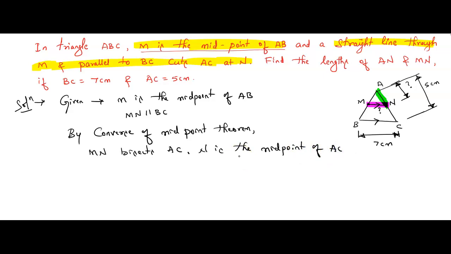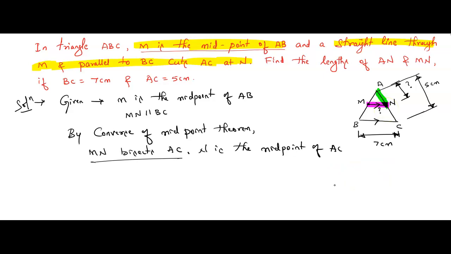Before that, actually we cannot say N is the midpoint, understood. By the converse of the midpoint theorem, if MN bisects BC, if this line MN is bisecting BC and if MN is parallel to BC, then we can say that N is the midpoint. Here we know M is the midpoint, but directly you cannot tell N is the midpoint. By taking this statement, you have to say that N is the midpoint, understood.